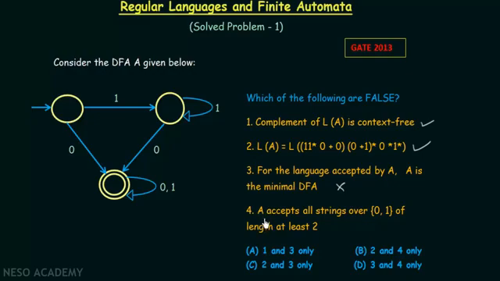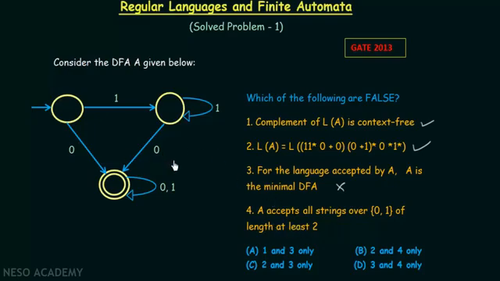Now let's come to statement number 4. Statement number 4 says A accepts all strings over 0, 1 of length at least 2. So it says that this DFA accepts strings over 0, 1 of length at least 2. So at least 2 means minimum the length should be 2. That means it will not accept strings which are less than 2. So if it is less than 2, it will not be accepted. That is what it says.